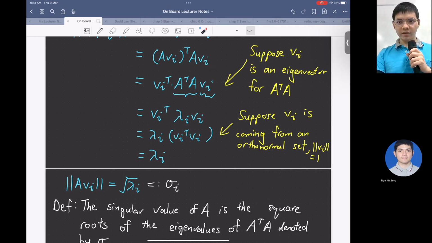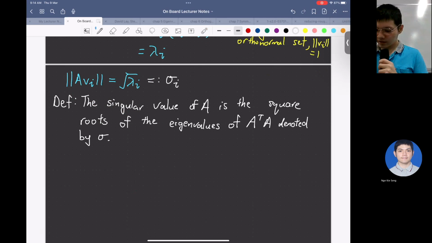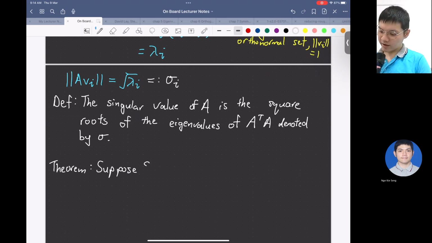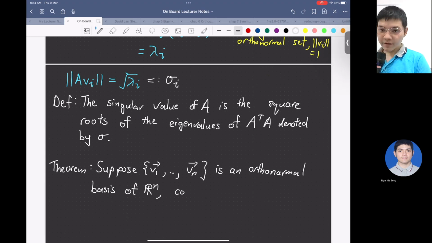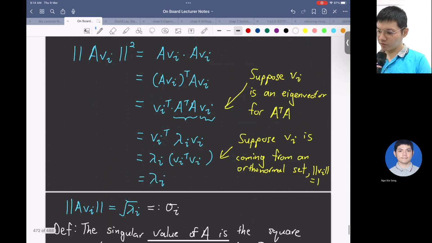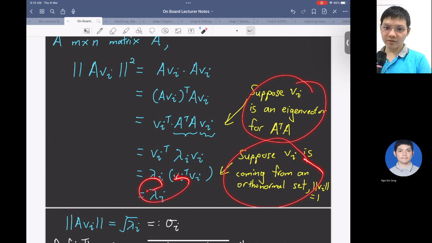Let me tell you some properties. Some important property, a theorem. What we have done just now is, suppose we have v1 up to vn, an orthonormal basis. Remember just now we used this property in calculating vi's length. Moreover, they consist of eigenvectors, all orthogonal to each other, eigenvectors of A transpose A. Remember the two properties we use here to get lambda i.